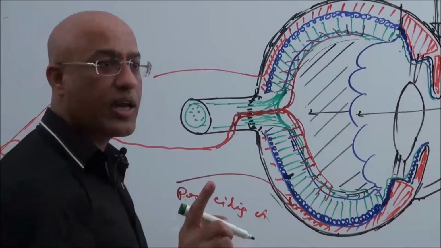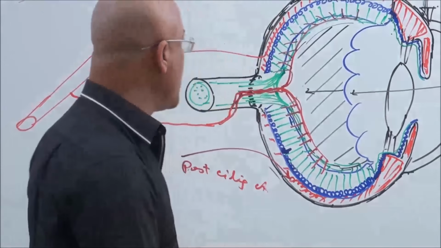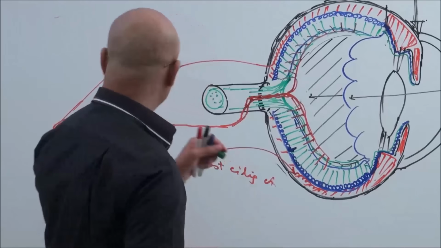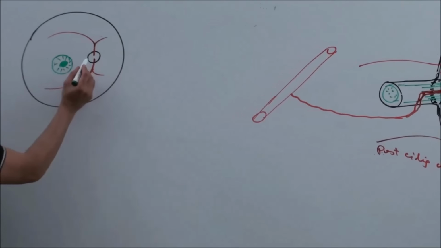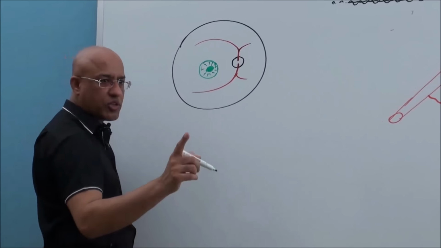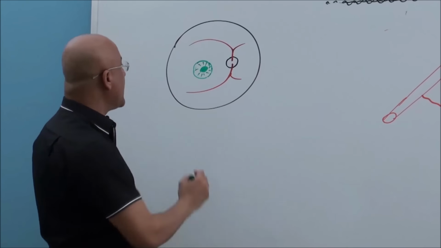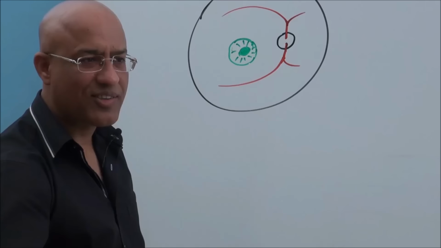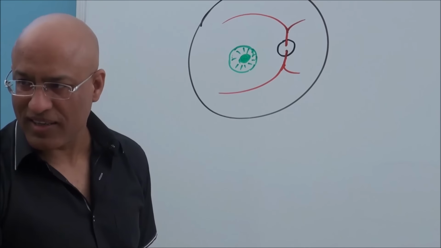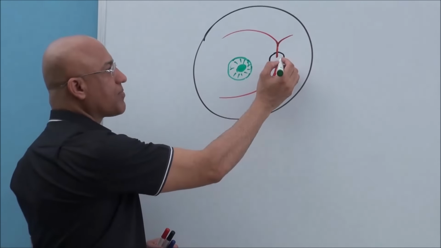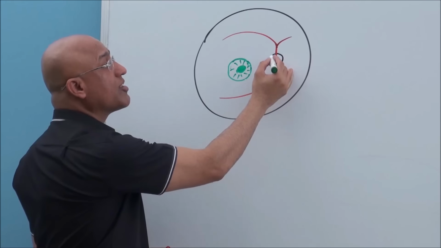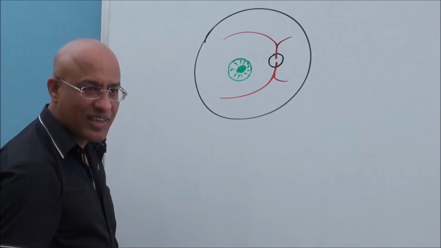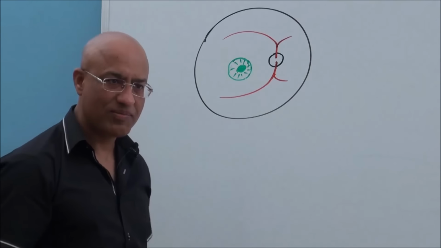Why we call it physiological cupping? Because in some diseases, it becomes pathologically cupped, deep cupping. So we can say optic disc has a slight excavation or depression, which is called physiological cup. Here is also in the center of it, there is a slight depression, which is called fovea centralis. Is that right? Another thing, here there is no rods and cones. It means this area is not sensitive to the light. So we call it blind spot.